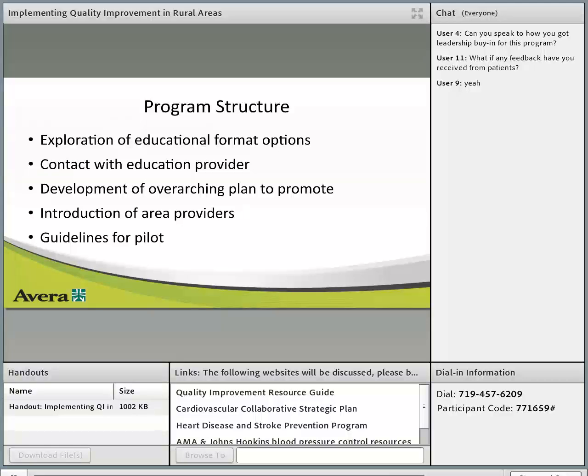One of the things that we discovered is that there is, and I think Leanne addressed it as well, there is competition amongst providers. And so we wanted to not only be attentive to that, but we also wanted to explore some of the educational format options.